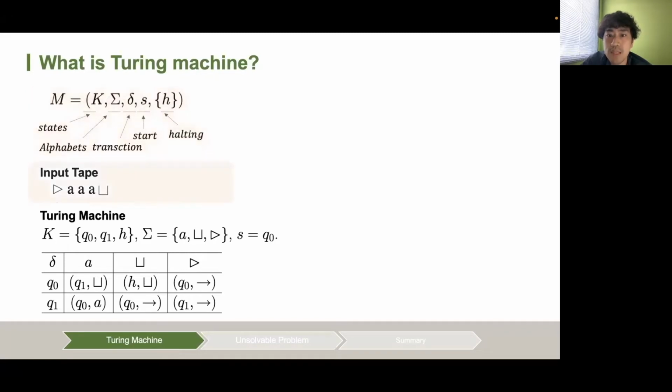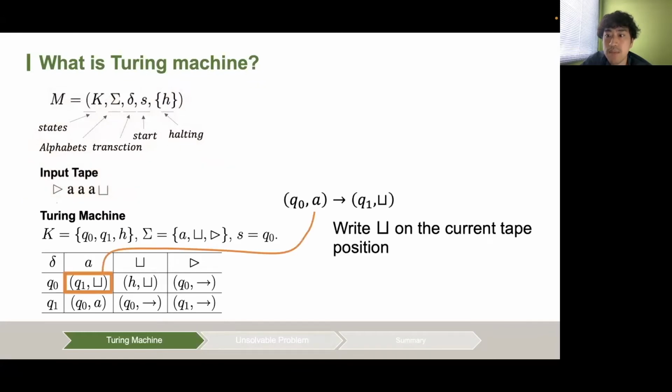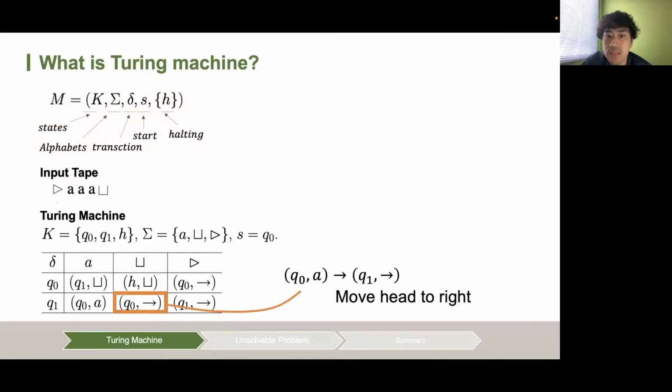Here, suppose we have this input tape and transition function. Please note that the transition function of the Turing machine is different from the previous computational models. For example, this transition function means that when the machine reads A on the state Q0, then it moves to state Q1 and writes blank on the tape. Also, this transition function means that when the machine reads blank on the tape at Q0, it then moves the head to the right. This is denoted as a right arrow. In the Turing machine, the head never moves automatically.